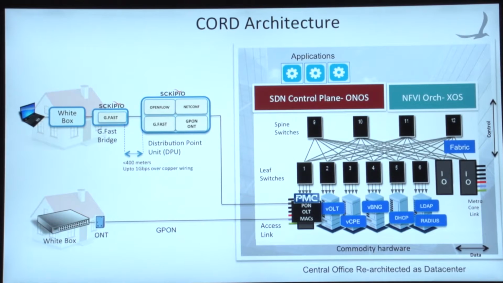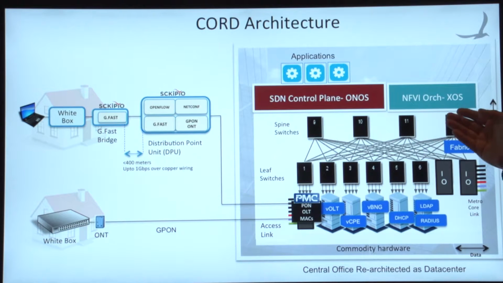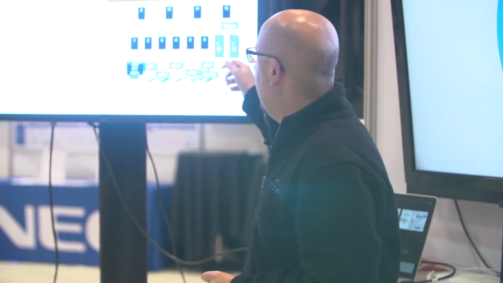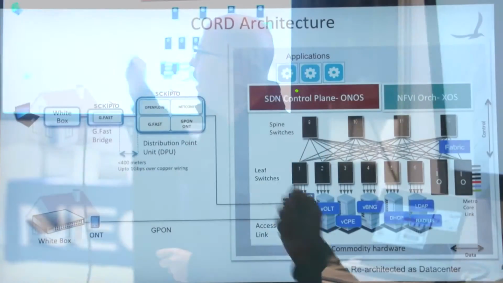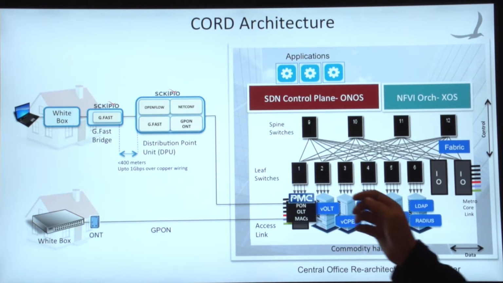So we're introducing a new architecture for the central office. In this new architecture, we have a leaf-spine fabric controlled by ONOS. Then we have an NFV orchestration system called XOS, and XOS orchestrates all the applications that run in your now data center. And we have access connectivity into the home or the enterprise.